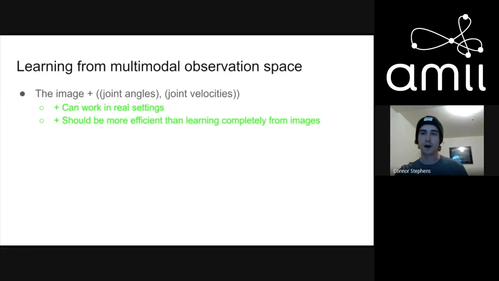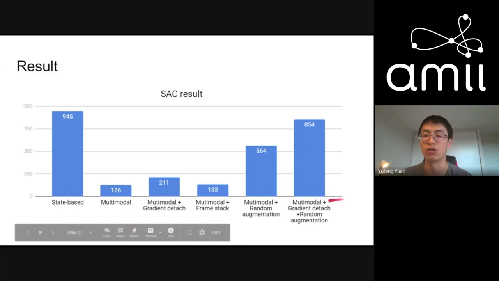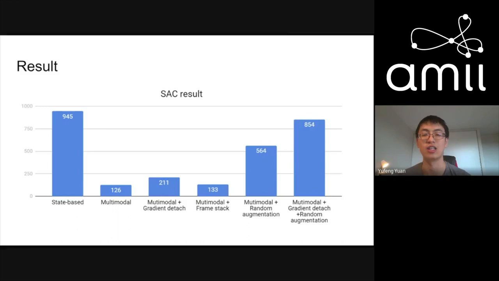So there are some papers that already did this, and basically the result they show is that by doing random augmentation, they can get the performance very close to the state-based result, and their performance is actually better than the performance I showed after I did the gradient detach and the random augmentation. But the reason for this, I believe, is that they did some kind of hyperparameter search for the environment. So they basically use different hyperparameters for different environments to maximize the performance. But we didn't do this here.